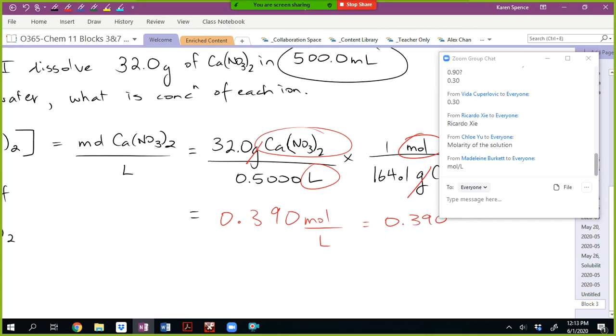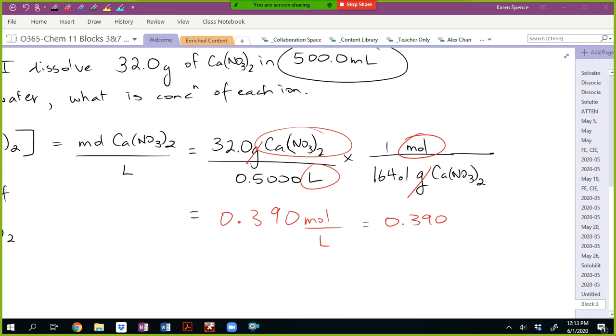Oh, I think I was asking what else you could write that unit as. You can write it as molar. I just told you. Haha. Molar. Yay. Okay.